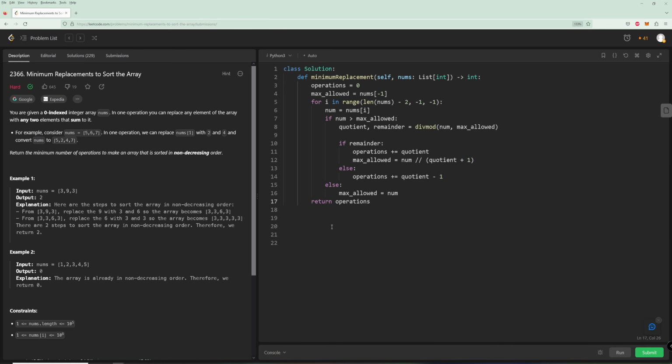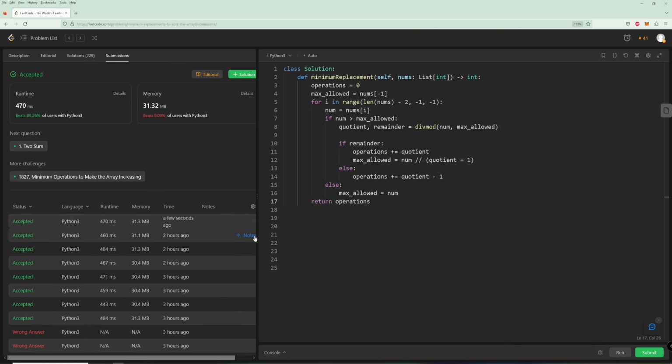Okay, so let's try this. And you can see it's pretty efficient. I think when I was running this, it kind of varies. So yeah, I don't know.